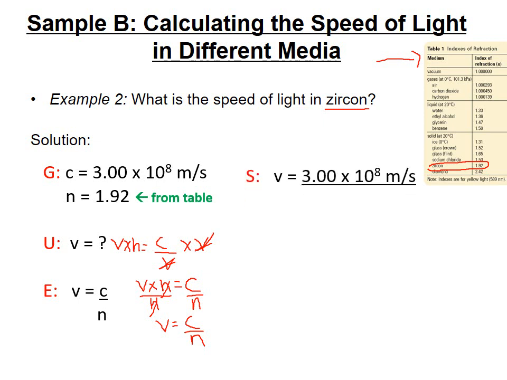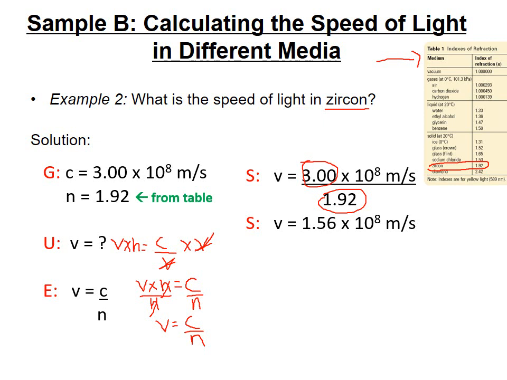Now I can go solve and find my solution. So I do v is equal to c divided by my n. And really all I'm doing is 3 divided by 1.92. And then I'm remembering to put this 10 to the power of 8 back in place once I've solved for that. So I get 1.56 times 10 to the power of 8 meters per second.